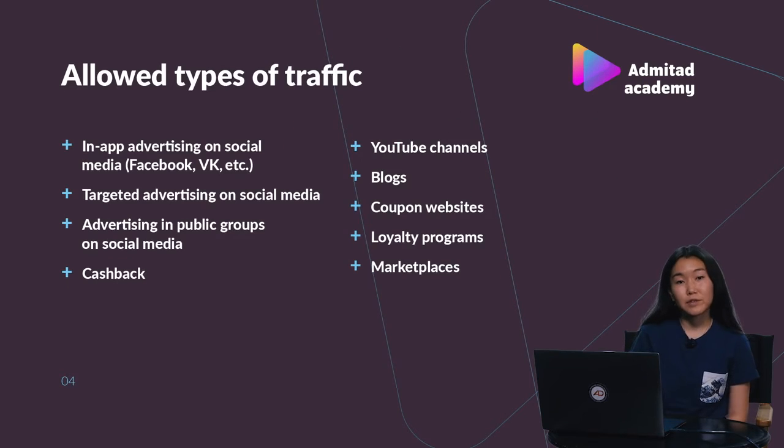So how do we begin to work with AliExpress program? First, we need to get familiar with allowed and forbidden types of traffic. The allowed types of traffic mean that the advertiser allows publishers to drive traffic from these sources. For example, a publisher can create a page on Facebook and post affiliate links there and get commission from each purchase made through these links. So the allowed types of traffic are in-app advertising on social media, Facebook, Instagram, etc., cashbacks, YouTube channels, blogs, loyalty programs, coupon websites, and marketplaces.